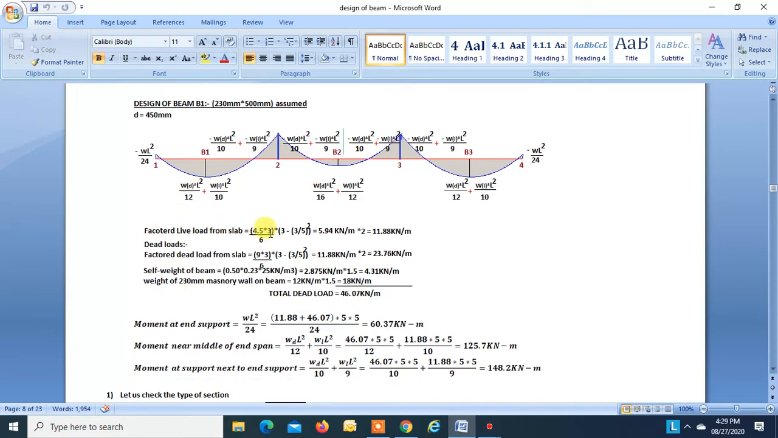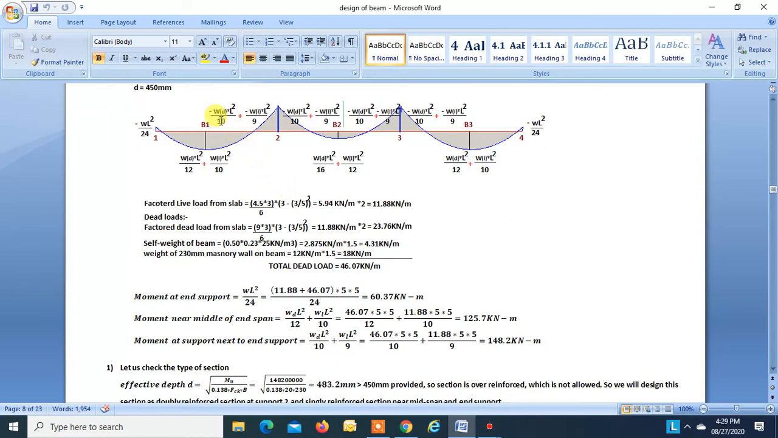Right? So, this is our factored live load, this is our factored dead load. Now coming over here, the end moment is given by this formula, that is 60.37. Then near middle of end span, this will give you the moment due to dead load, and this will give the moment due to live load, which is 125.7. And at support, this will give the moment due to dead load, this will give the moment due to live load, which is equal to this one, 148.2.